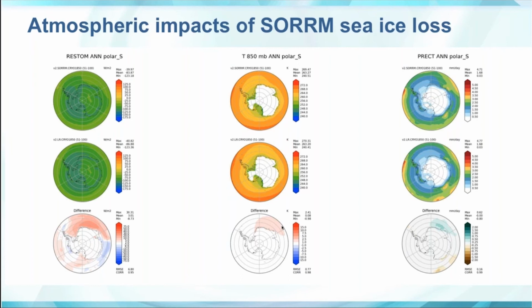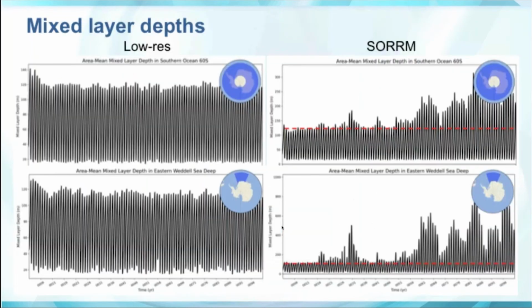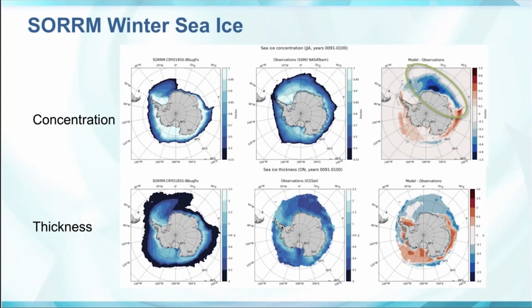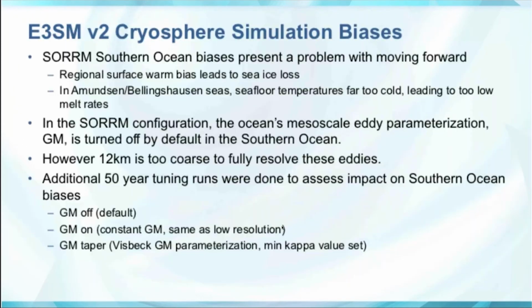precipitation fields. So this sort of cascading effect, from far too much vertical mixing, leading to far too much heat at the surface, leading to a lack of sea ice, feeding back to the atmosphere, is clearly a problem for being able to represent the Southern Ocean climate properly.